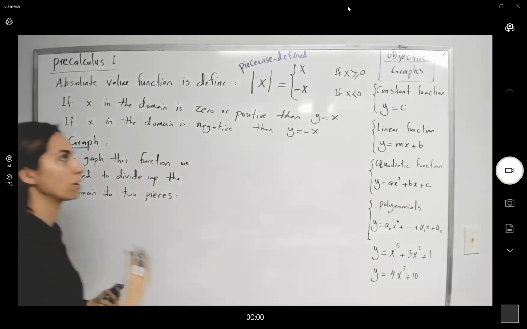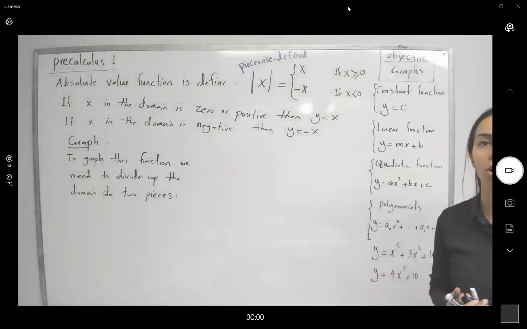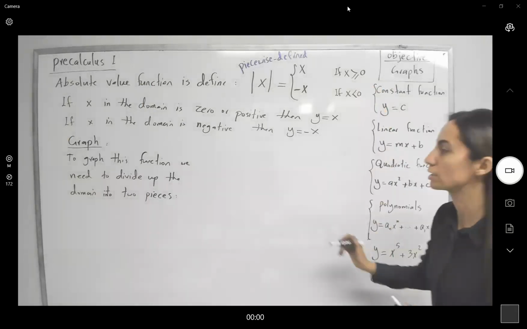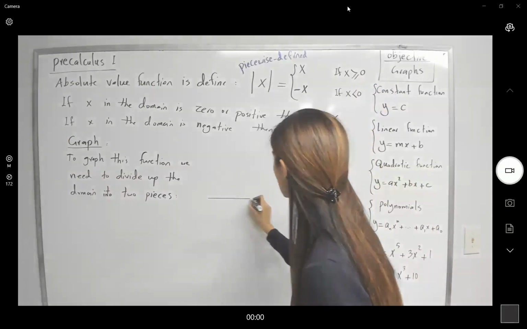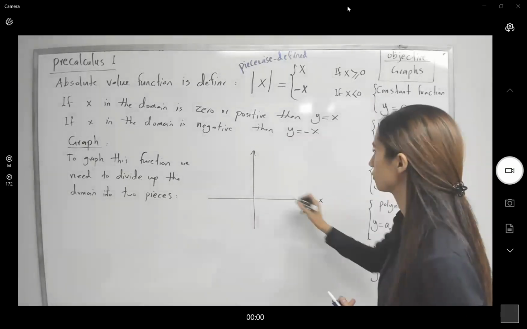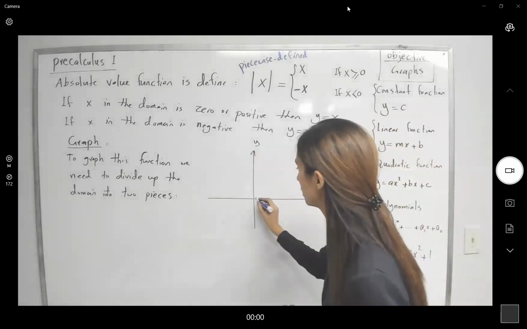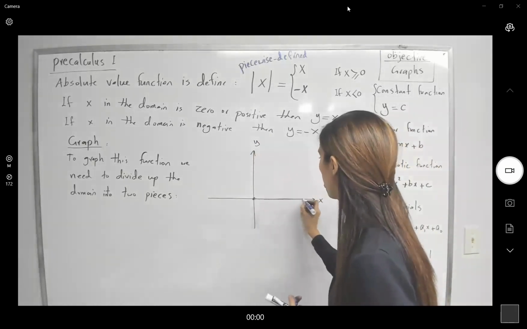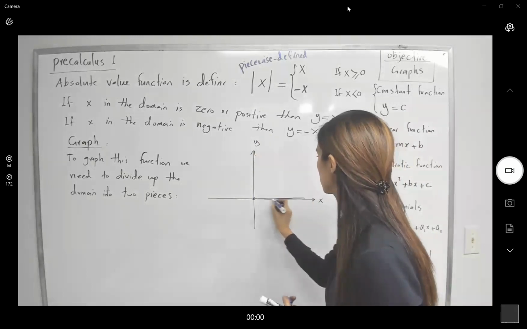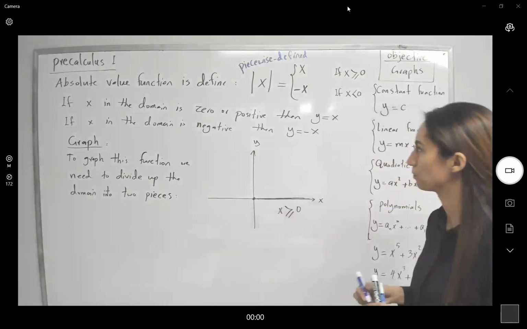One piece is for the positive part of x and one piece for the negative part of x, and 0 is also included. So here you have the x-axis and y-axis. For one piece, I have 0 and the positive part. This part is x larger than or equal to 0.